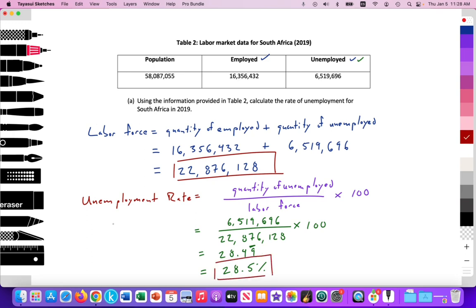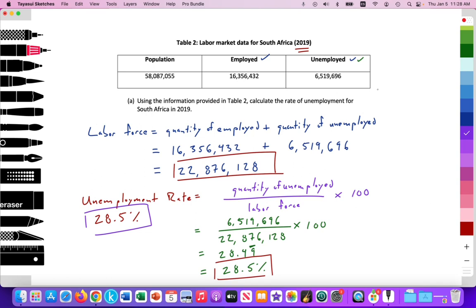So the unemployment rate in South Africa in the year 2019 is 28.5%, right? Nearly a third of its entire labor force is unemployed, which is a significant opportunity cost for the country. They're losing the opportunity to employ a third of their labor force to produce and contribute to the national economy. So there's definitely some significant challenges that this country is facing.